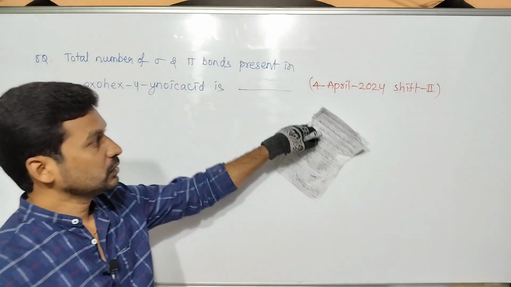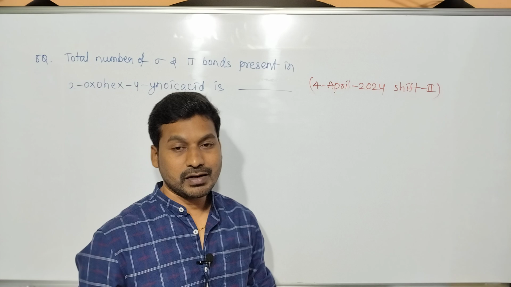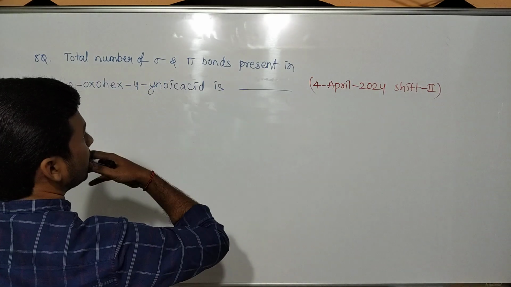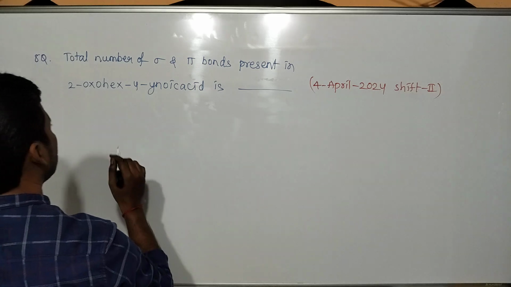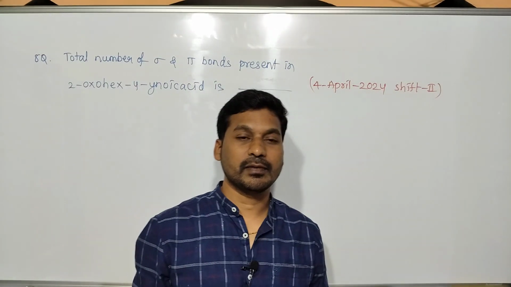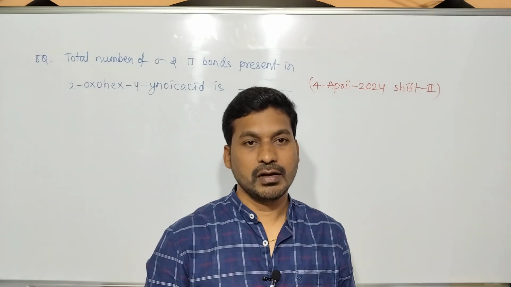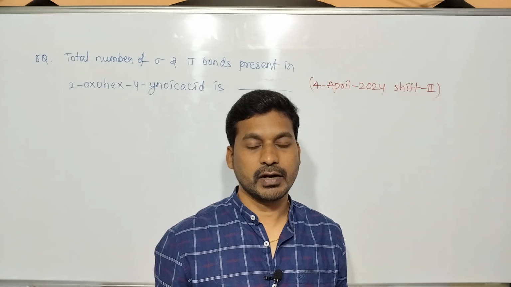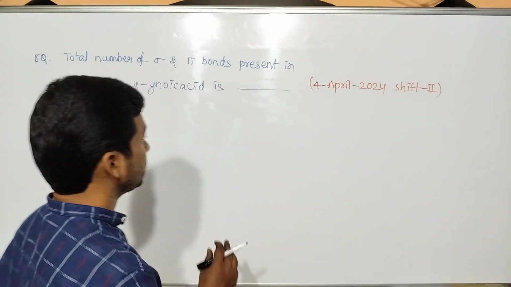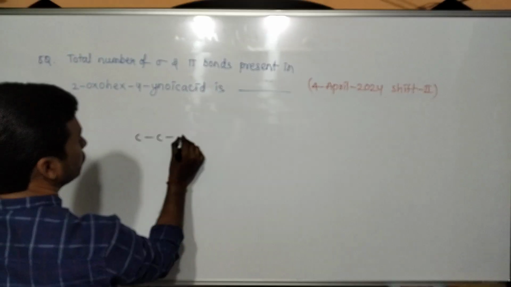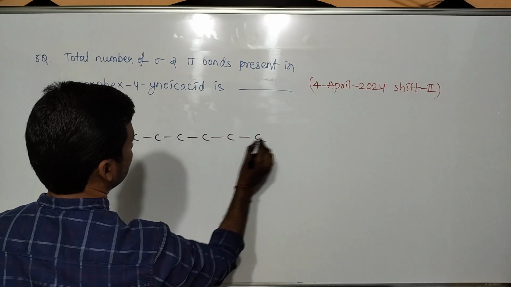Next question, which was asked on 4th April 2024, shift 2 JEE Mains. Count the total number of sigma and pi bonds in this molecule: 2-oxohex-4-ynoic acid. So they will not give the structure. We have to write the structure and count sigma and pi bonds. Hex means how many carbon atoms? 1, 2, 3, 4, 5, 6 carbon atoms.